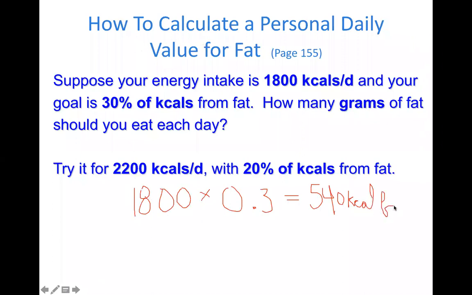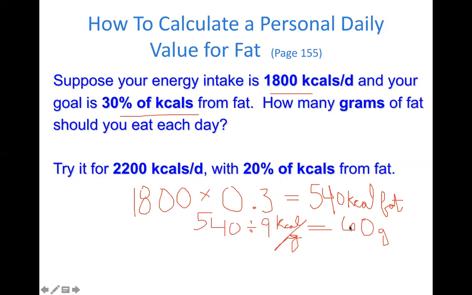So that's calories from fat. And then remember that in 540 calories, there are 9 calories per gram. So you're going to divide this by 9 calories per gram. And you are going to get 60 grams of fat. So if you were consuming 1,800 calories, 30% of your calories from fat, you would get 60 grams of fat per day. You can also do the next example.